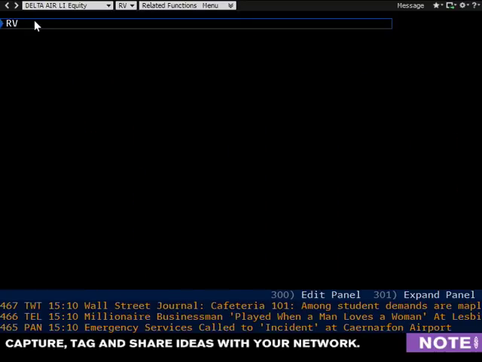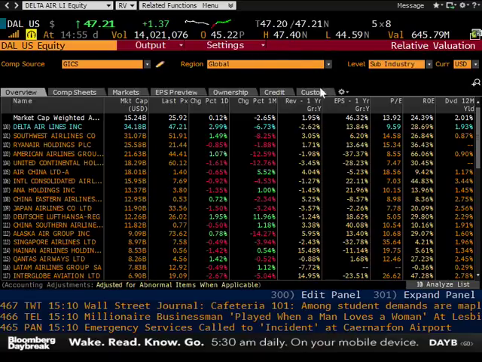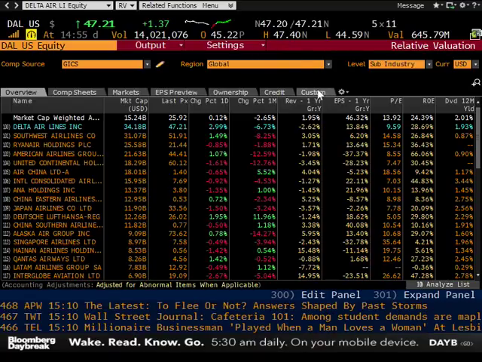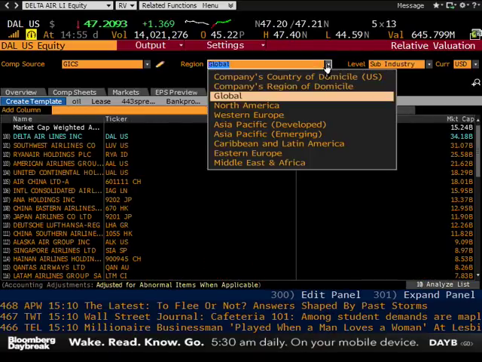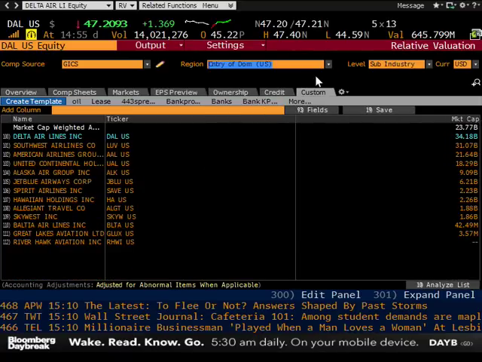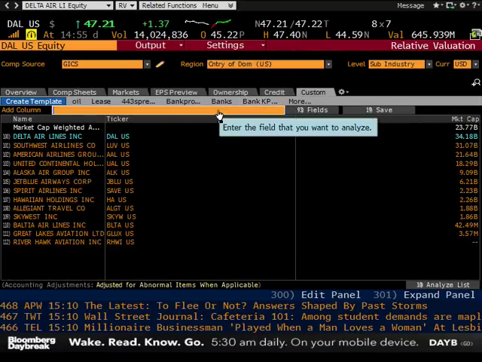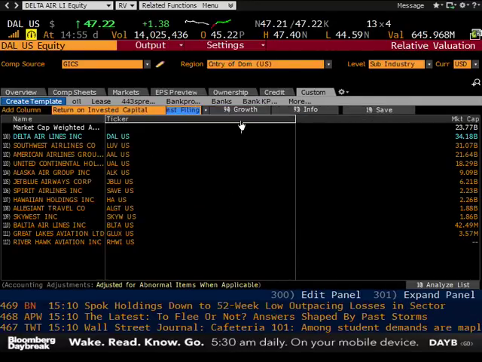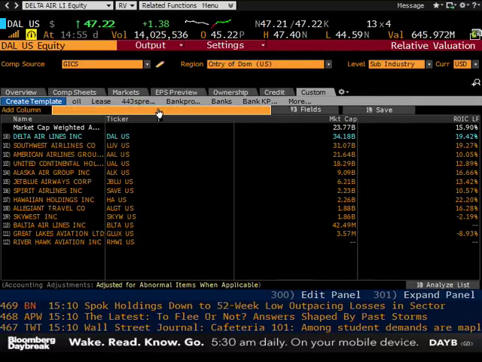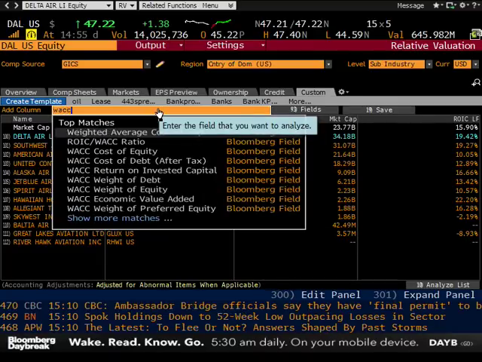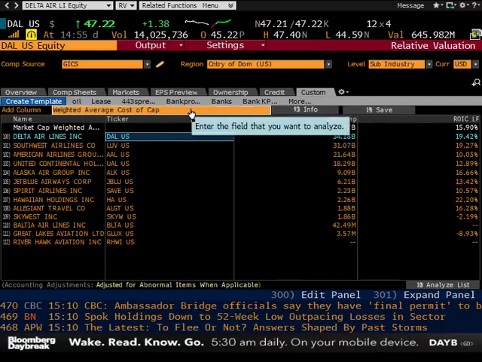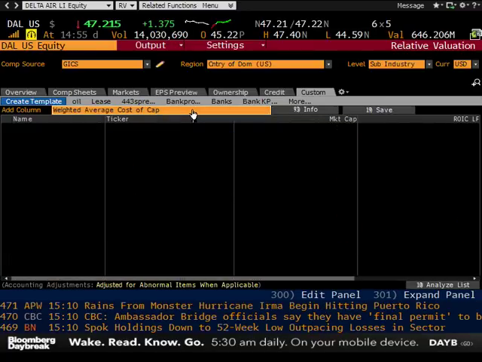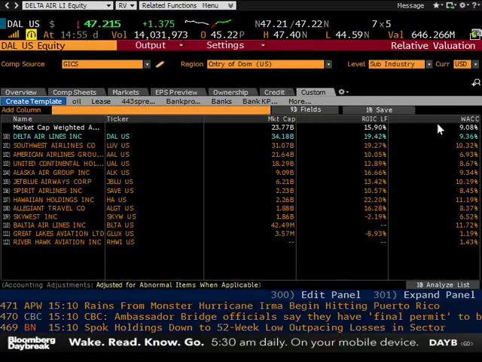Again, on RV, if I were doing airlines: custom, GICS, country of domicile, column, ROIC, latest filing, WACC. There's only one WACC. Hit enter. It's current WACC. The difference between the two is the spread.